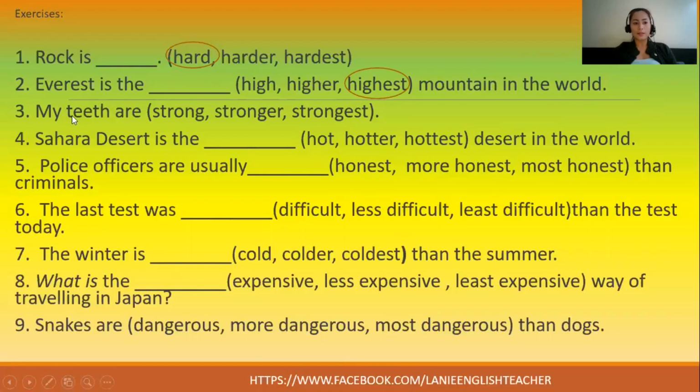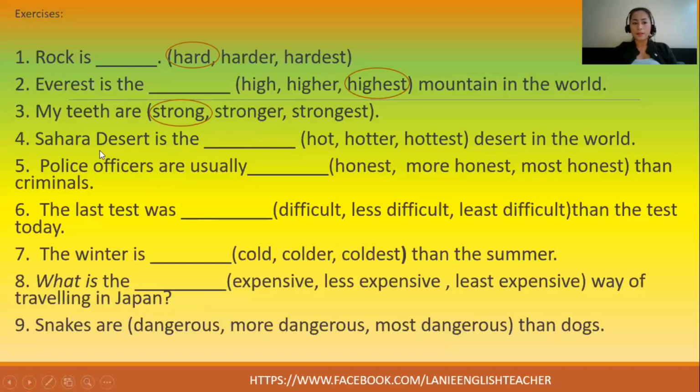Next example, my teeth are blank. Which of the choices is the correct answer? Take note, we are only describing the word teeth here and nothing else. So it must be in positive form. Which one here is in positive form? Positive form is strong. So my teeth are strong.